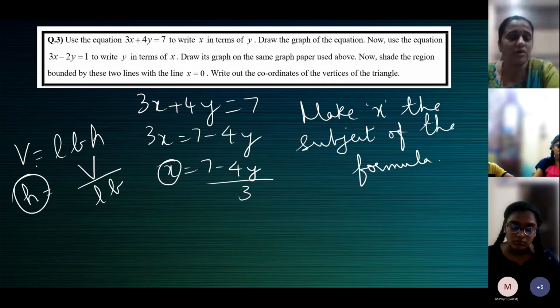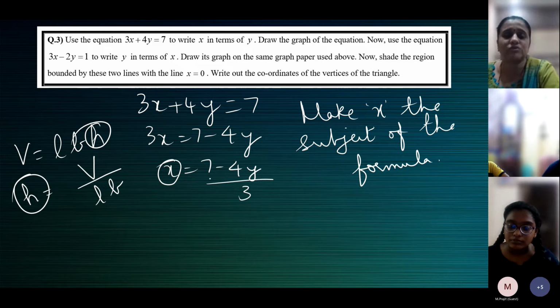Volume of a cuboid is length into breadth into height. Make height the subject of the formula. So you'll have to express it like this: H is equal to V divided by L into B. Similarly, here we write X in terms of Y. That means we make X the subject of the formula. So you need to write it like this, X is equal to something.